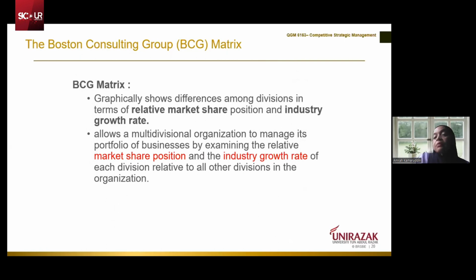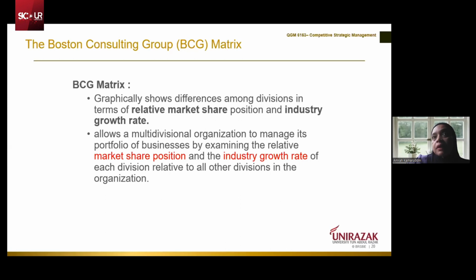BCG, if you learn marketing, you will know what this BCG matrix is. The BCG matrix is based on relative market share and also industry growth. Market share means where you stand in the market. So it's actually positioning your, put it this way.